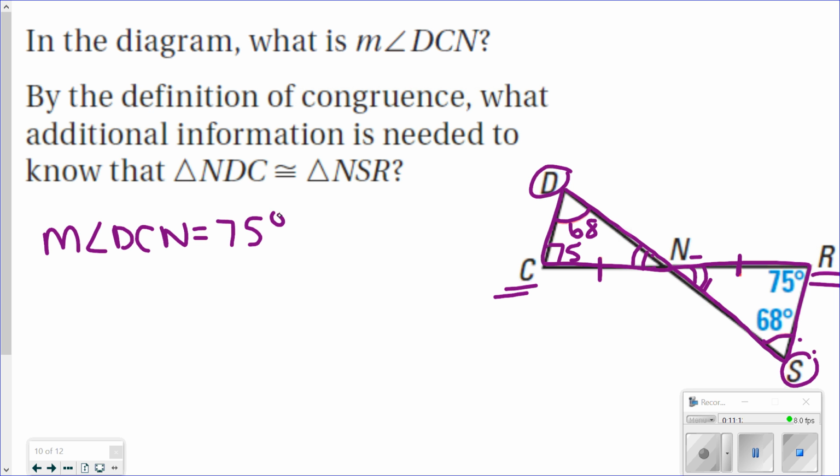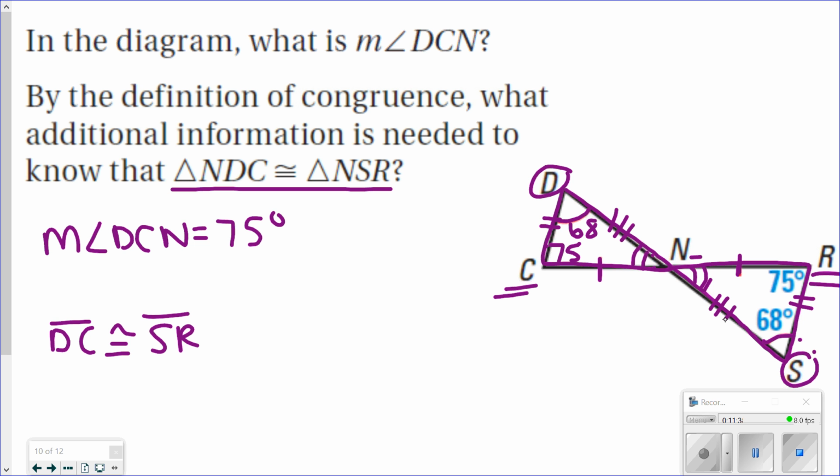Now, what other additional information do we need to know to prove that those triangles are congruent? What we would need to know is that these sides are congruent, so I will write that down. We would need to know that segment DC is congruent to segment SR. And we would also need to know that these side lengths are congruent. So that would be side length DN is congruent to side length SN.